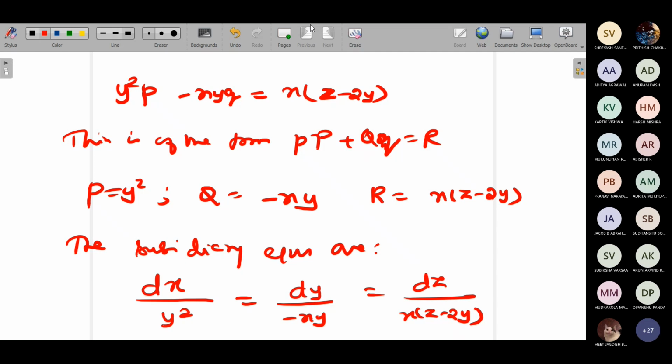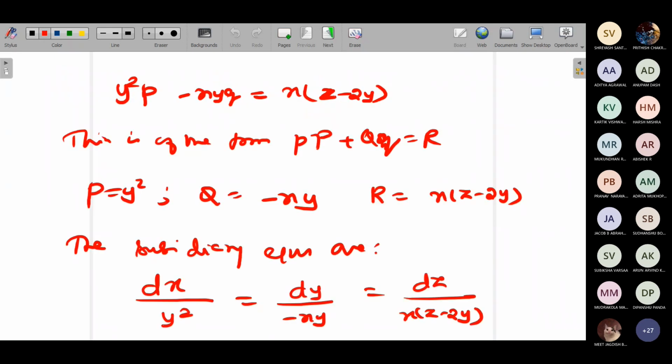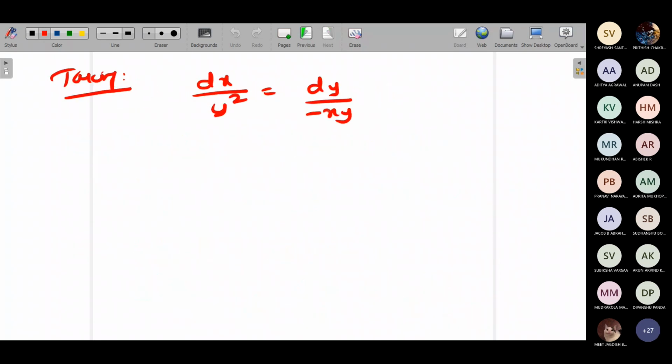Okay, so I told you, now you know the grouping method, even the Lagrange's multiplier method. So however you want, you can use. So first I'll take the first two terms. What are the first two terms? dx by y square is equal to dy by minus xy.